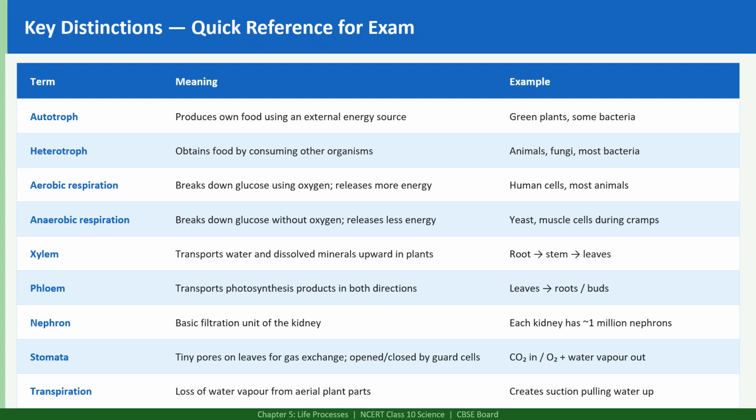Xylem transports water and dissolved minerals, always in the upward direction in plants, so it is unidirectional. From the root it goes to the stem, and from the stem to the leaves. Phloem transports the photosynthesis products, that is, the food, in both directions, so it is bidirectional. For example, from the leaves it goes to the roots, or even throughout the plant.